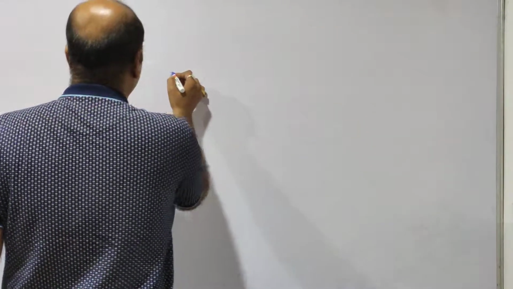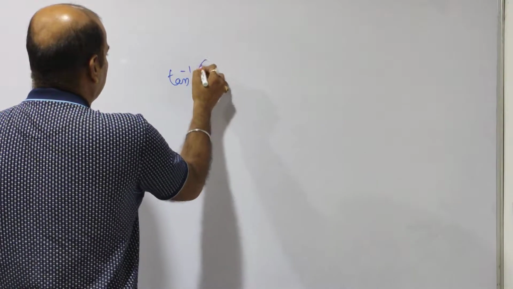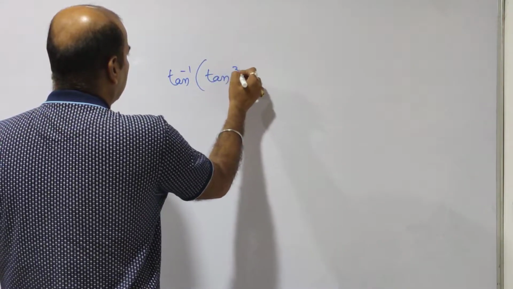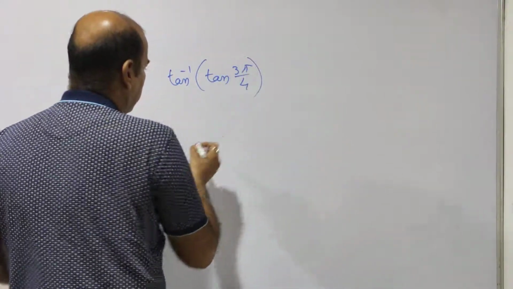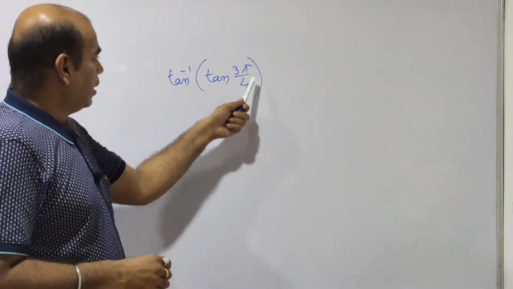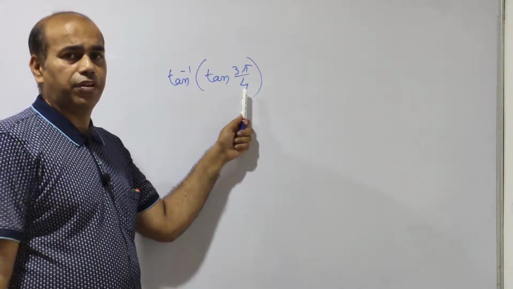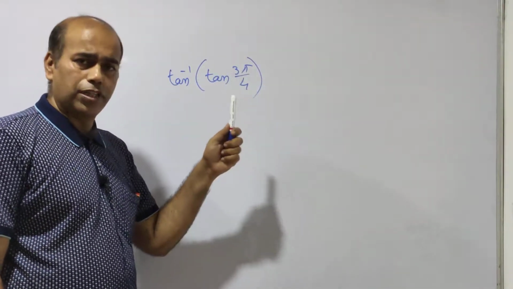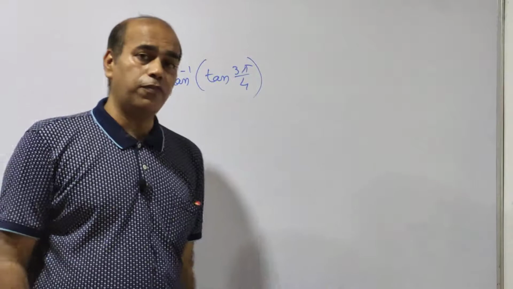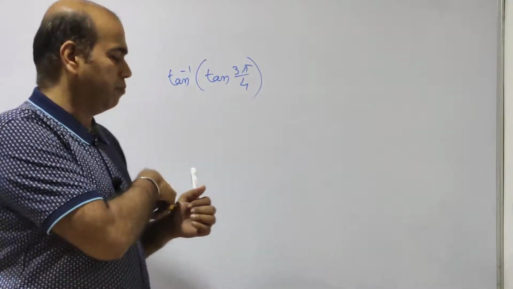Tan inverse tan 3 pi by 4. Now again, 3 pi by 4, if you calculate this, we get 135 degrees. If I consider pi as 180, so I am getting 3 pi by 4 as 135 degrees.